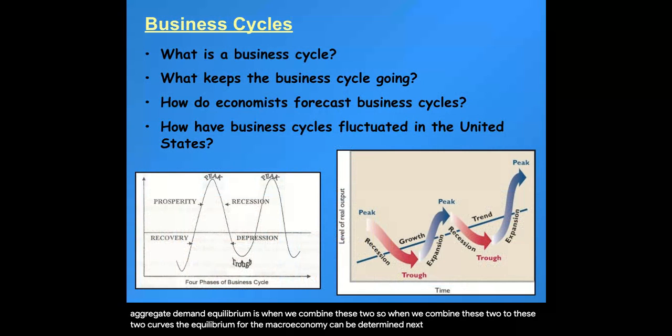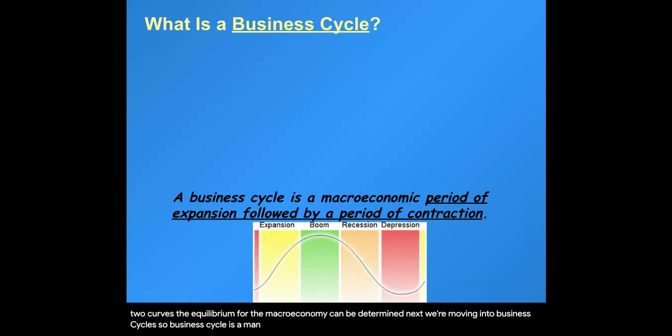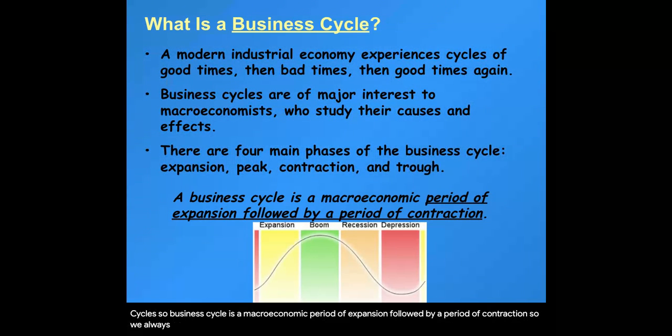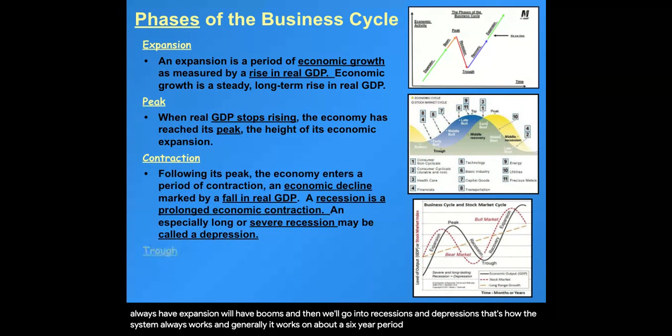All right, next we're moving into business cycles. A business cycle is a macroeconomic period of expansion followed by a period of contraction. We always go through periods of business cycles in the United States, looking at our economy. We will always have expansion, we'll have booms, and then we'll go into recessions and depressions. That's how the system always works, and generally, it works on about a 6-year period.